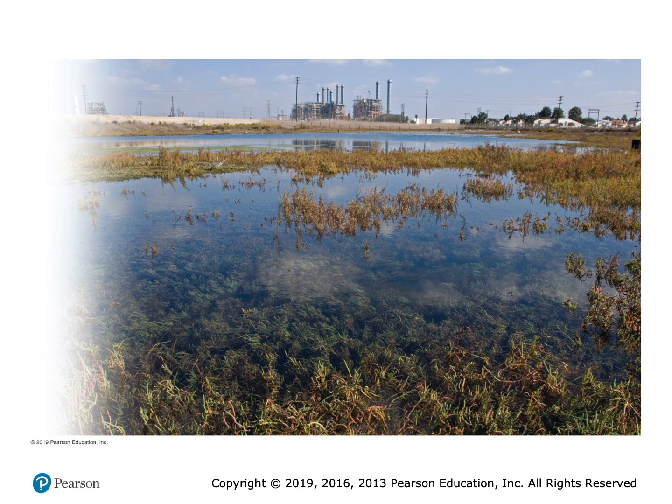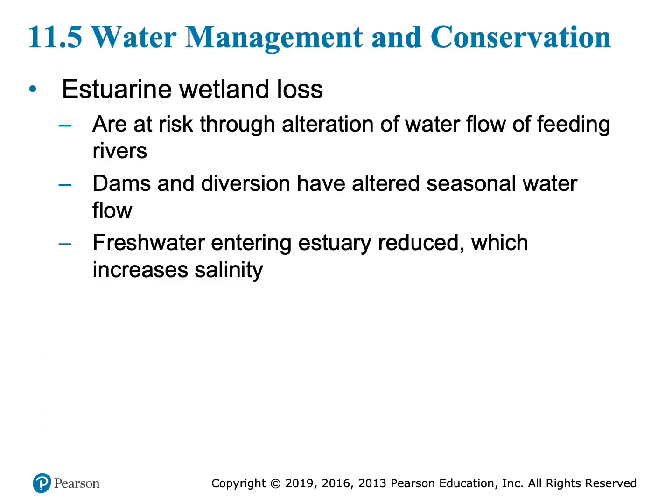It was formerly drained and degraded, but now this 60-acre marsh near Seal Beach, California, sound familiar, has been restored and once again provides important ecosystem services. Then that brings us to the last part of our notes, estuarine wetland loss.